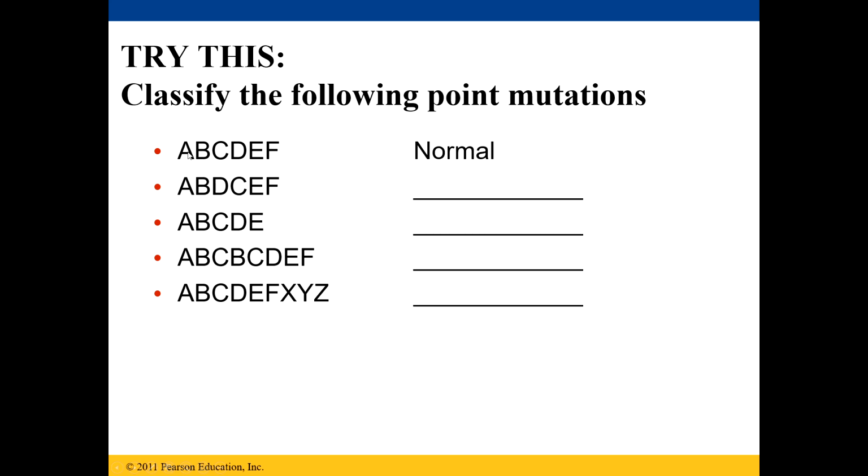And if we go from A, B, C, D, E, F to A, B, C, D, E, missing the F, that would be a deletion. And here we go: A, B, C, B, C, D, E, F. That would be a duplication. And finally, notice this one, A, B, C, D, E, F, and then we have this X, Y, Z from a totally different chromosome. That would be a translocation.